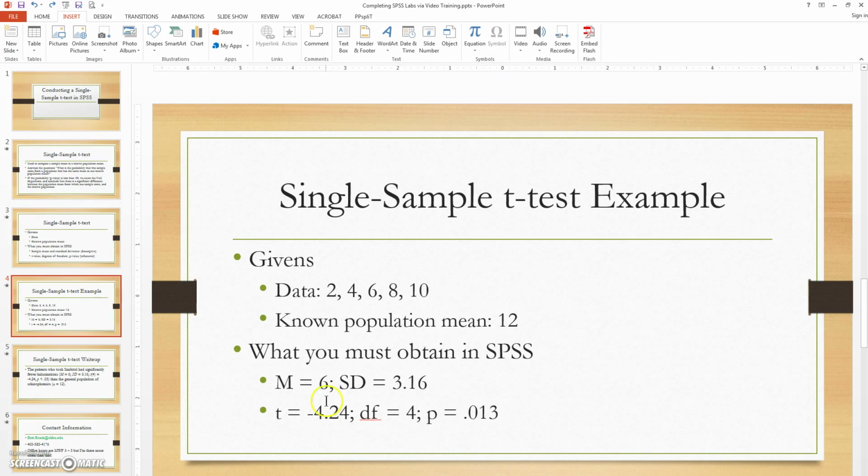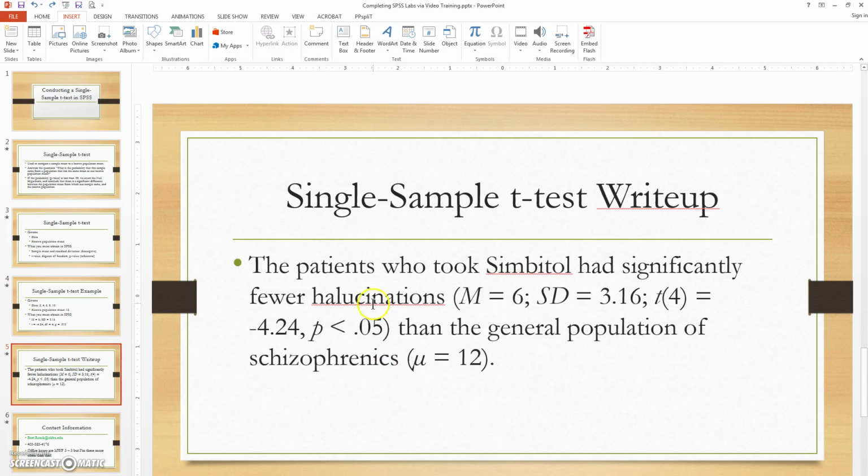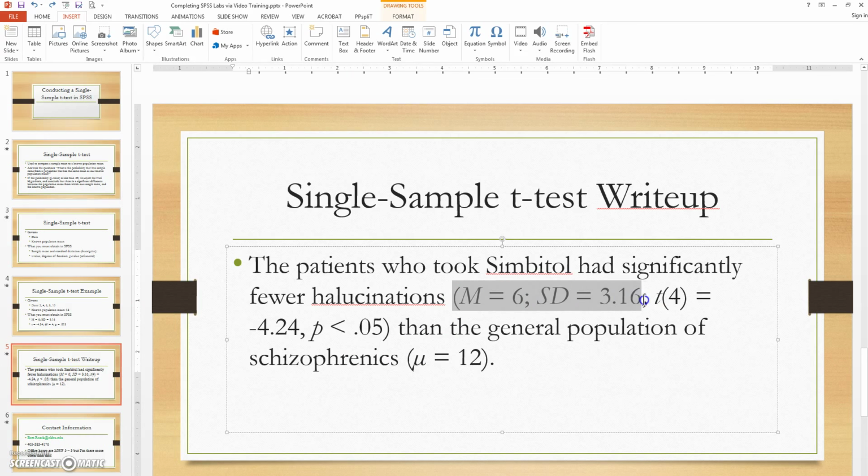So going back to what you must obtain, you get the descriptive statistics, you get your t information, and then finally you have to put this into a write-up in APA format. So this is what a write-up looks like. The patients who took Symbitol had significantly fewer hallucinations than the general population of schizophrenics. That's the sentence. In that sentence, you put your supporting information of the descriptive statistics and then the inferential statistics and your comparison.